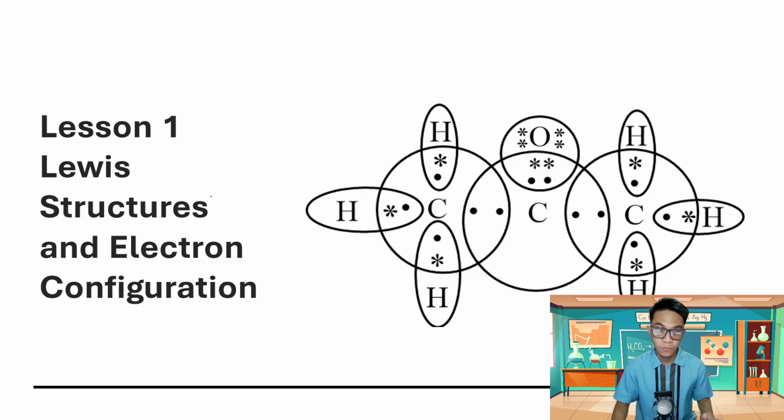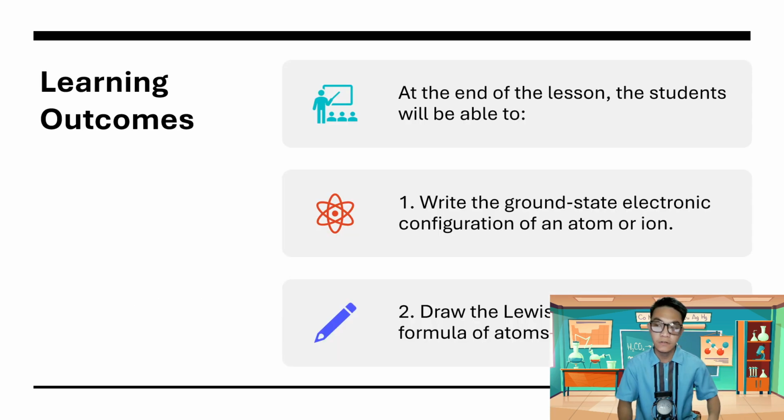Now, for the whole lesson 1, this is a bit lengthy of a topic to discuss in one video, so I'll be segmenting it into different videos. I'll be discussing this topic for the next couple of videos that I'll be uploading on my YouTube channel. But for the whole lesson 1 about Lewis structures and electron configuration, we will be having these learning outcomes. This is our goal at the end of the whole lesson.